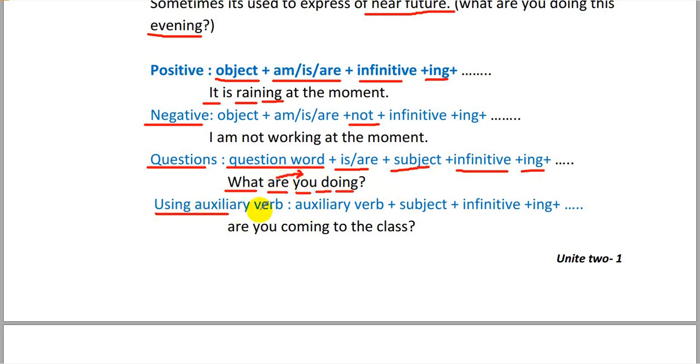Auxiliary verb using make a question using auxiliary verb plus subject, infinitive, and ing. Are you coming to the class? Are is the auxiliary verb, you the subject, come the infinitive verb plus ing, class is the completion of the sentence.